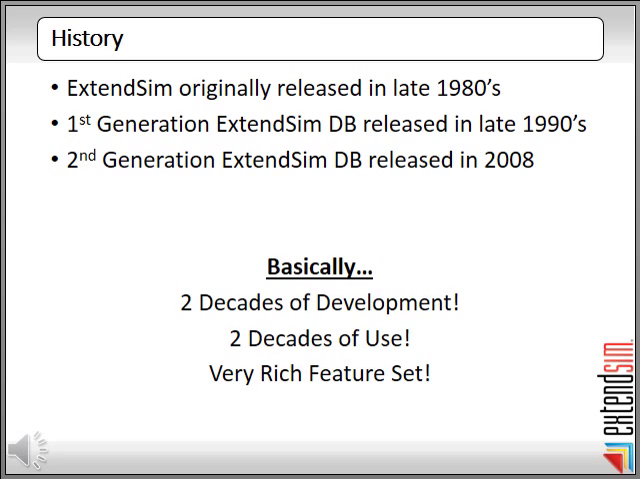The first generation of the ExtendSim Database was released in the late 1990s. The second generation of the ExtendSim Database was released in 2008. The reason this history is important is because the ExtendSim Database has been used for about 2 decades, and it's on its second generation. It is not just a data repository, but with this second generation, the database has been fully integrated into the modeling environment, and it has a very rich feature set.